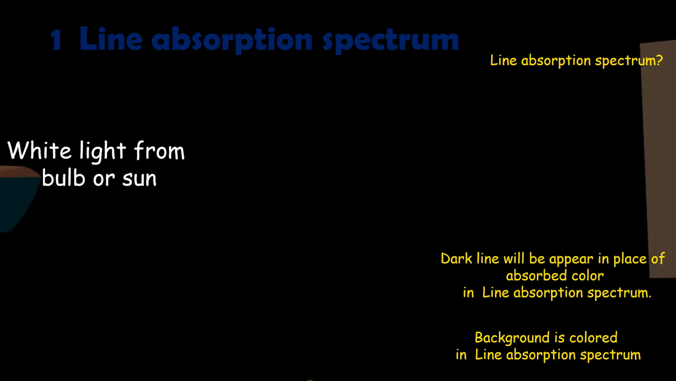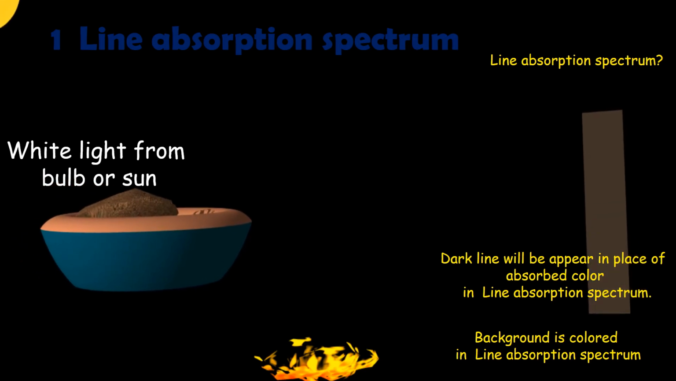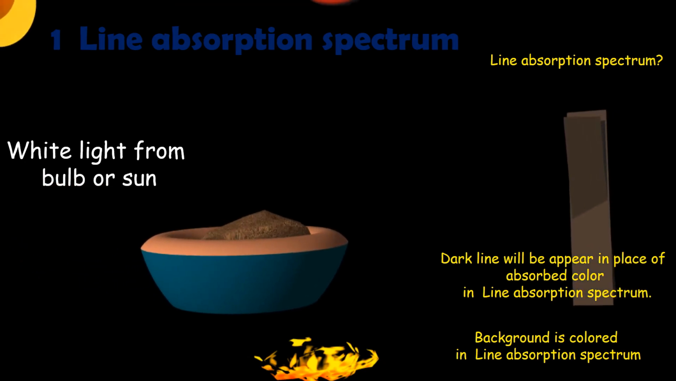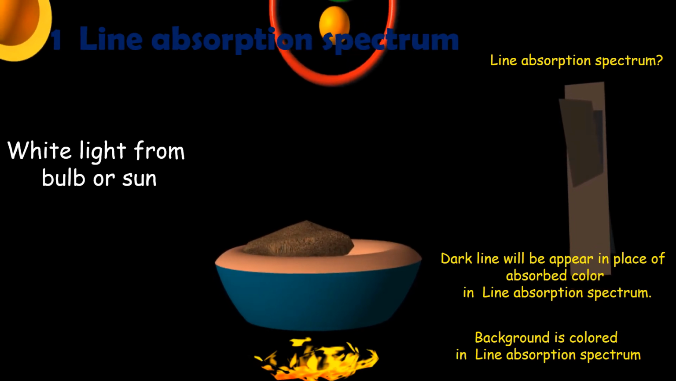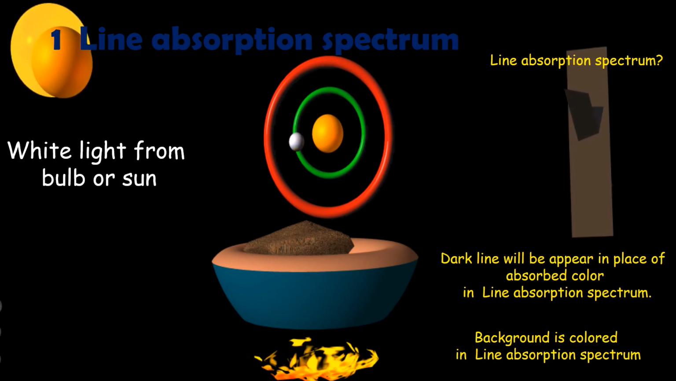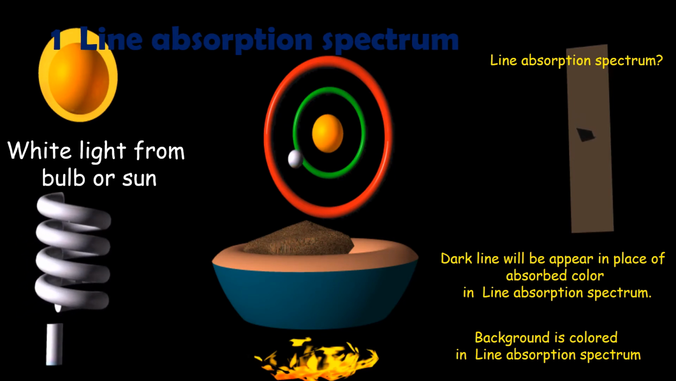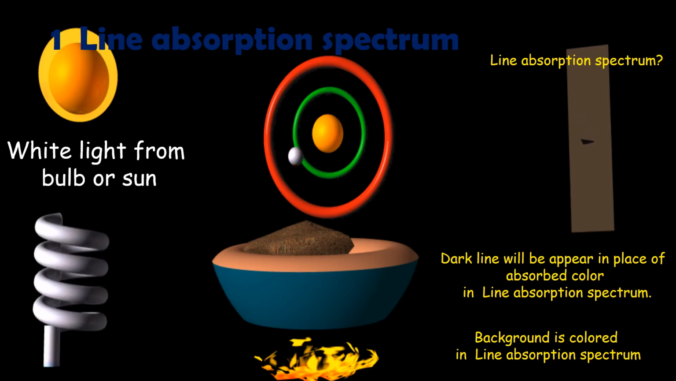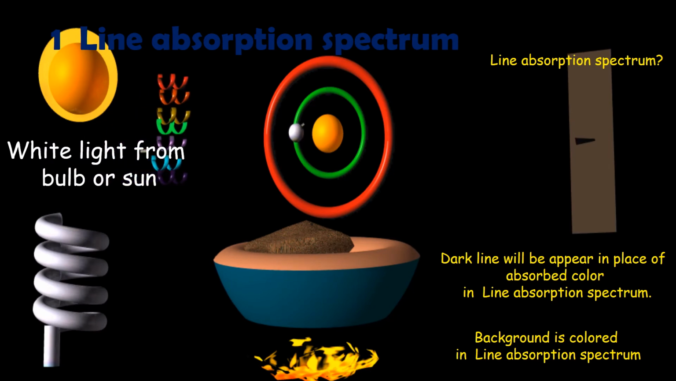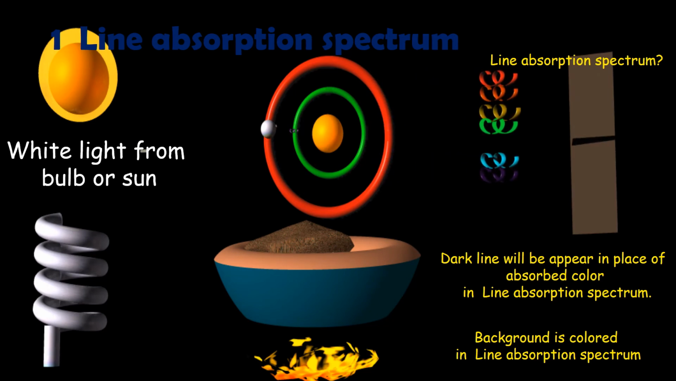First one is line absorption spectrum. When white light from a bulb or the sun is passed through an atom, it absorbs a specific wavelength from the 7 colors. Then in line absorption spectrum, a dark line will appear in place of the absorbed color, and the background is colored.